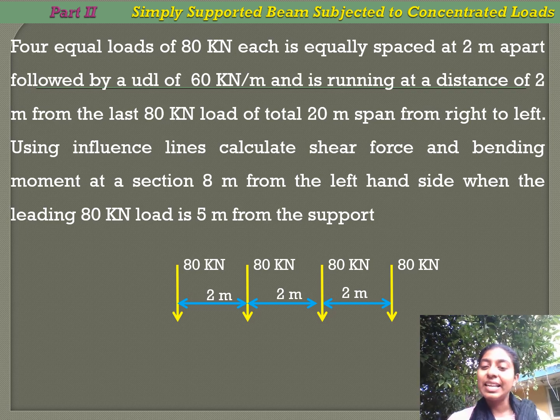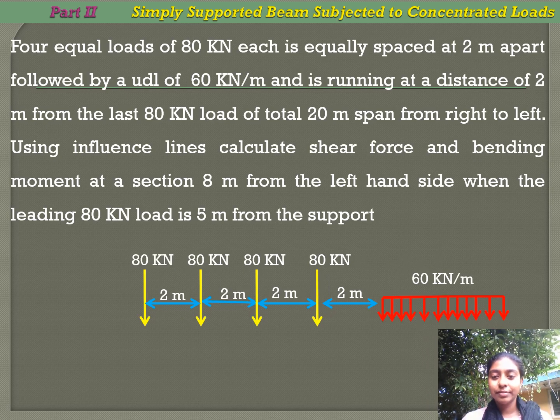So from 2 meter from this last 80 kN, we have an UDL of 60 kN per meter. But the total length of this UDL is not given in the problem. So we will draw that. We have 60 kN per meter starting 2 meters from the 80 kN load. We don't know the total length of this 60 kN per meter UDL.